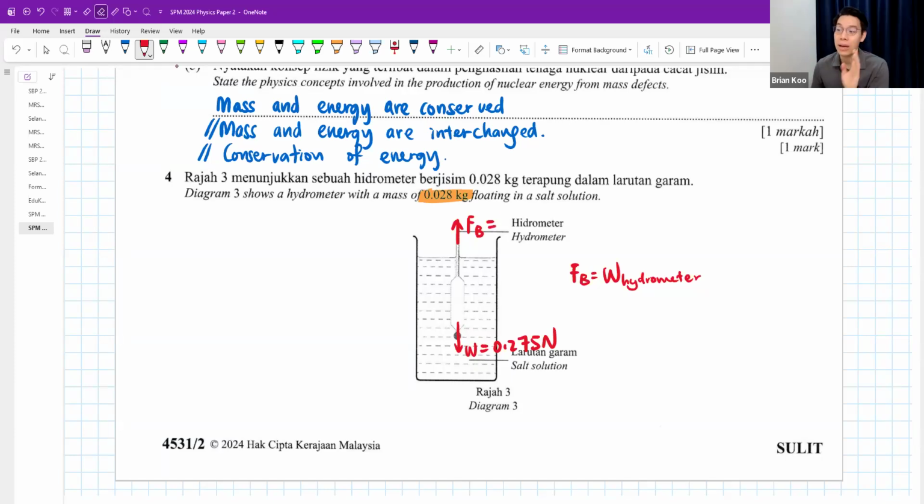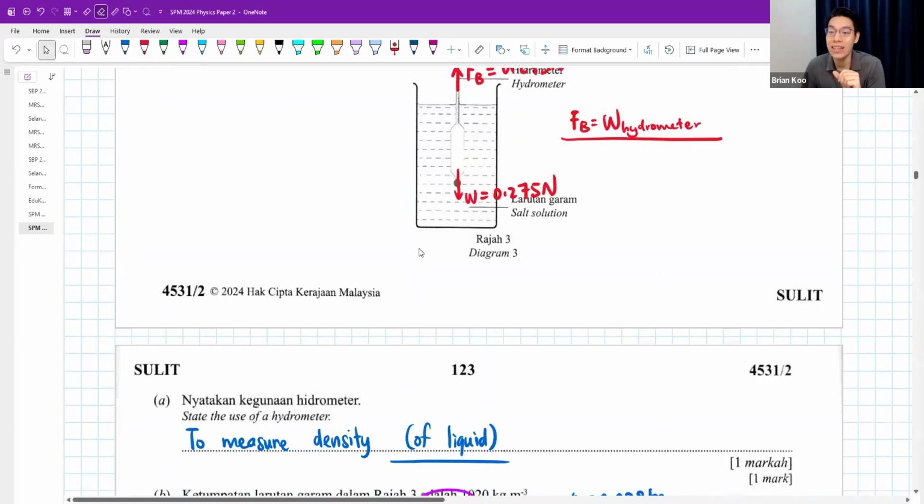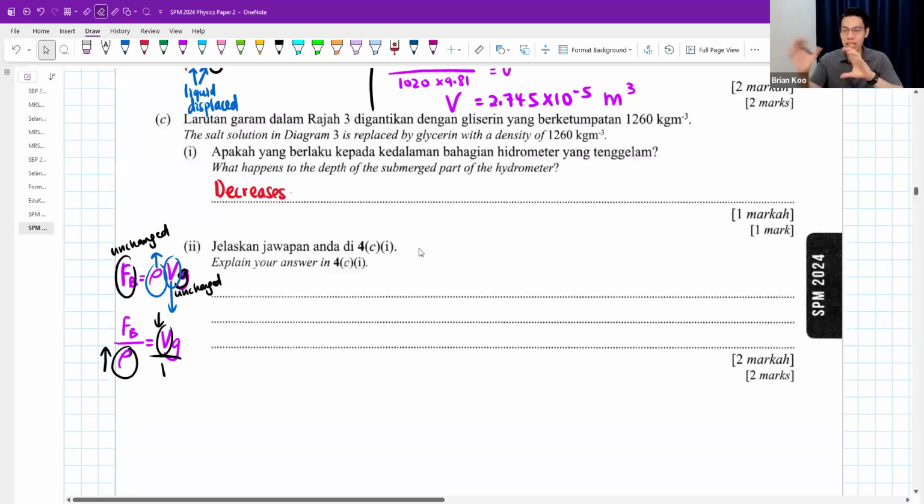The buoyant force must be equal to the weight of the hydrometer. As long as it is floating, FB shouldn't change. Right? Because we talk about this whole thing about the forces being in equilibrium. If the weight of the hydrometer never changes, the buoyant force shouldn't change. You get what I mean? FB will not change. So when changing the density, don't always think that you change something, then everything will change, right? So this is slightly tricky. This is a tricky version.